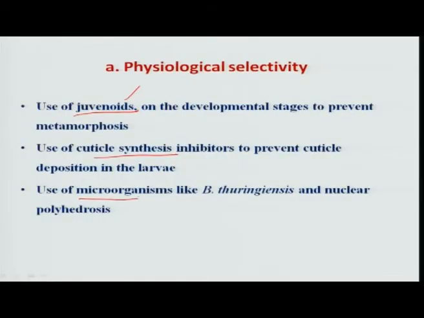Lastly, many of the microbial organisms, in particular bacteria and viruses, are very specific to insect cells, and viruses, as you all know, are very specific to the nucleus itself. So, they can be used as microbial insecticides under specific IPM situations.